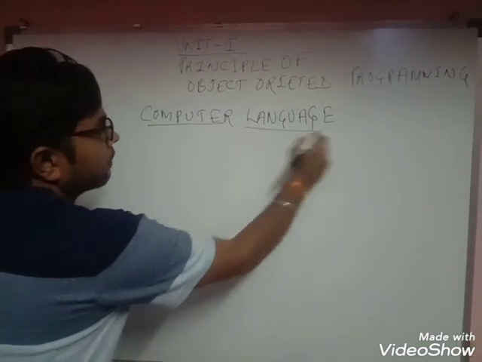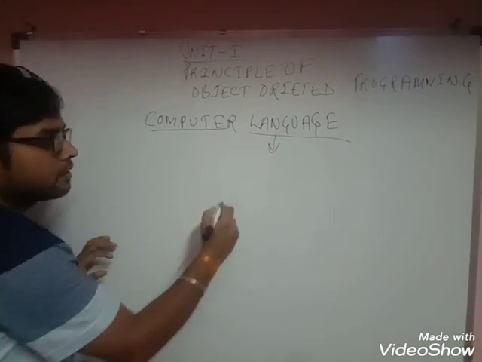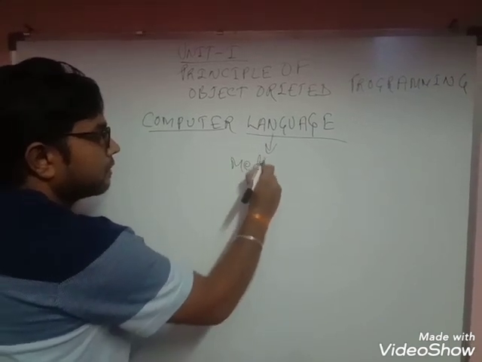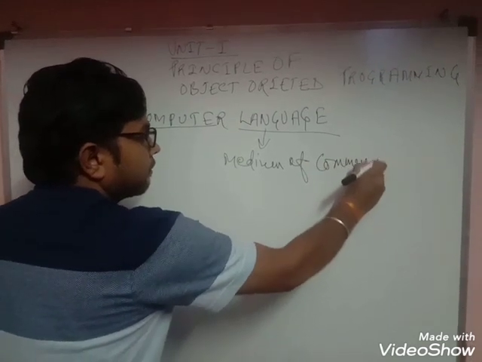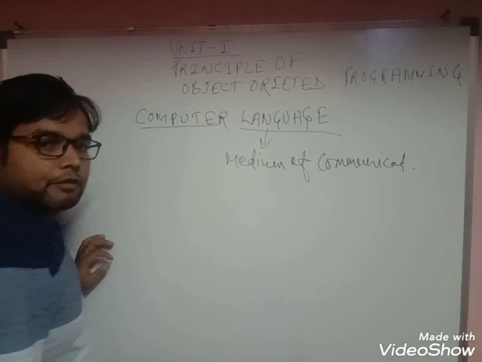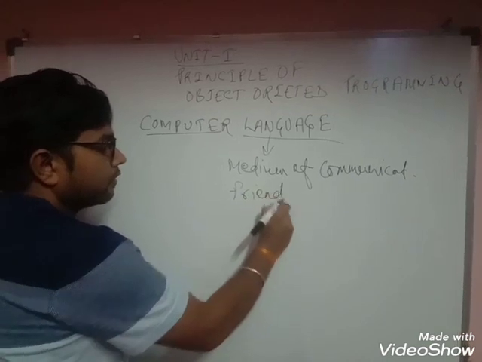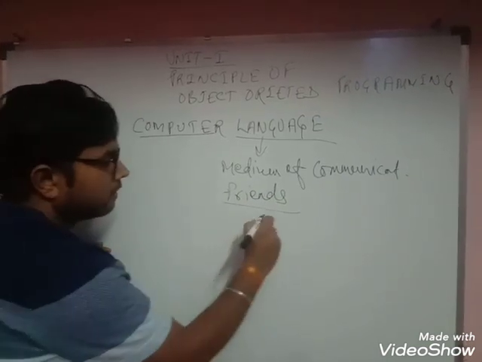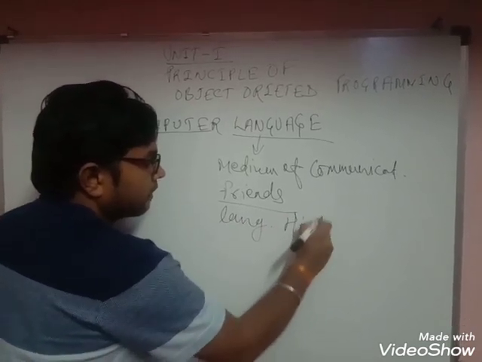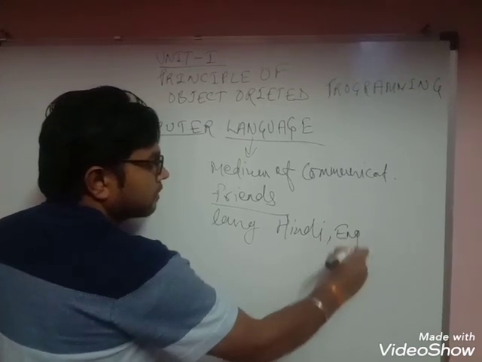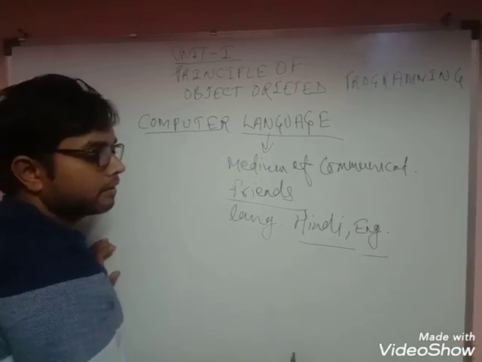When you want to know about computer language, first you have to know what language is. Language is just the medium of communication. For example, if you want to communicate with your friends or your teachers, then you have to know one language. It can be Hindi, English or any other language. So these are the languages you use for communication in simple daily life.